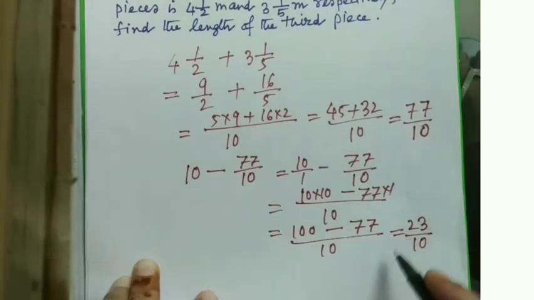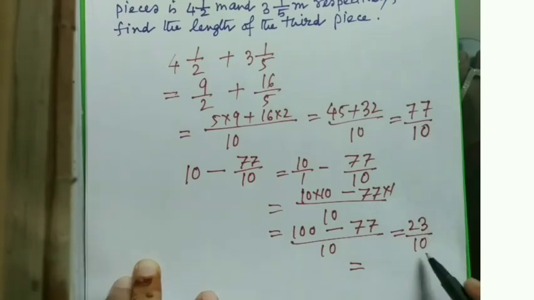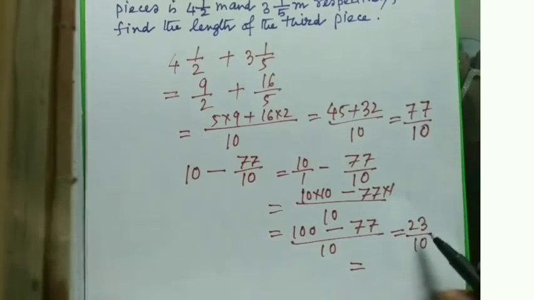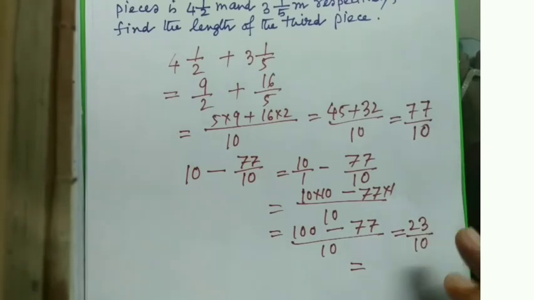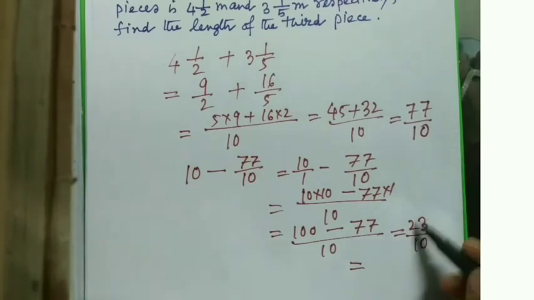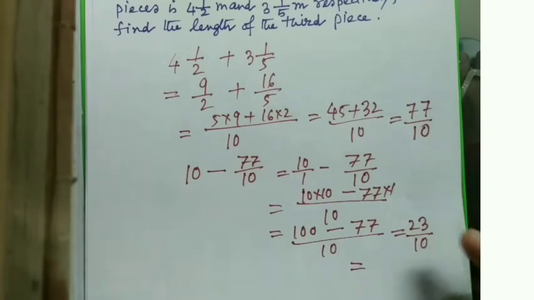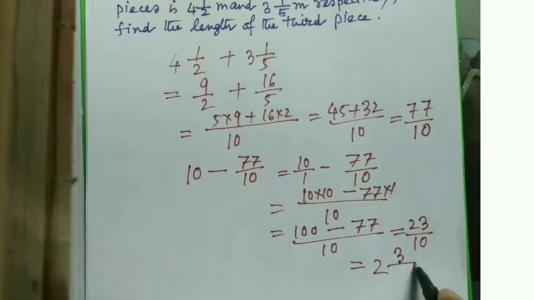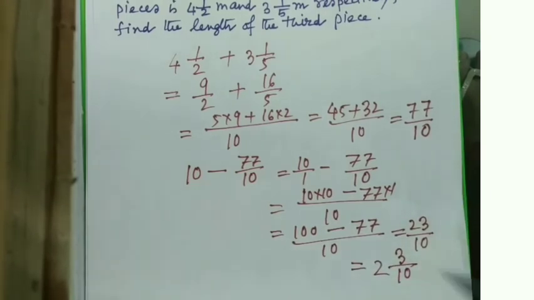And now we'll convert it into mixed fraction, because there is no common factor between 23 and 10, so we can't divide it anymore. This is the simplest form, so I'm converting it directly to mixed fraction. 10 2s are 20 plus 3 divided by 10. And never forget to write the unit, meter. This is very important. So this is the answer.